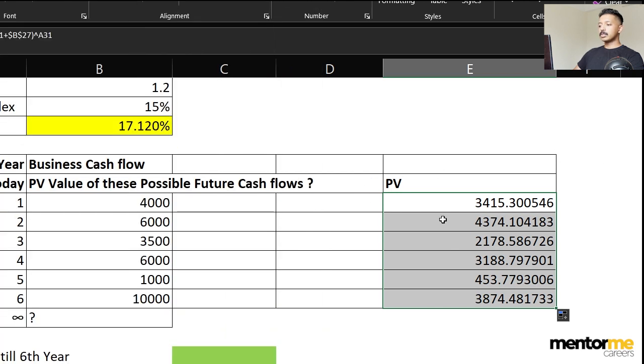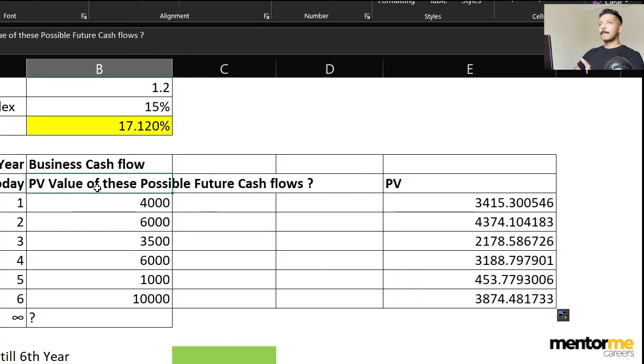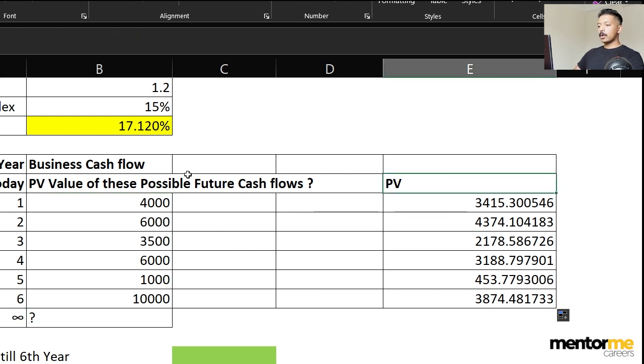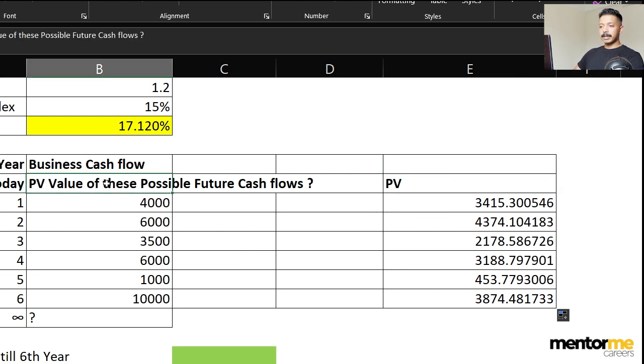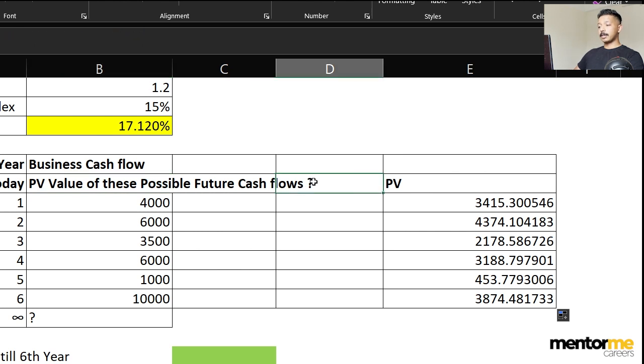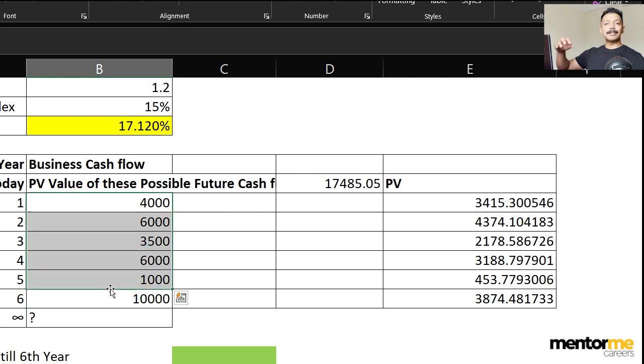Now, in case you notice, we're talking about the present value of the business cash flow until year 6. So the answer to the present value of these possible future cash flows is the summation of this for the moment. Okay. However, now the next question that comes up is that 17485 is the present value of the certain cash flows until year 6.